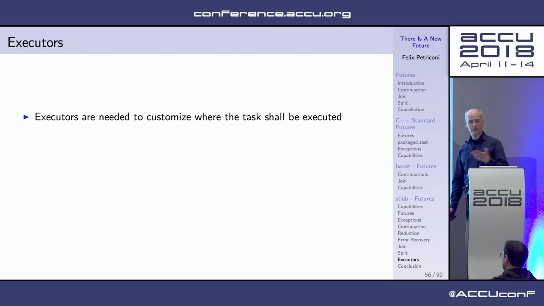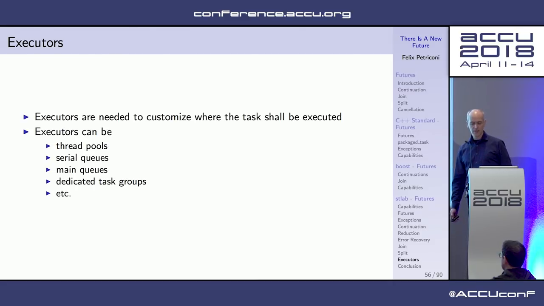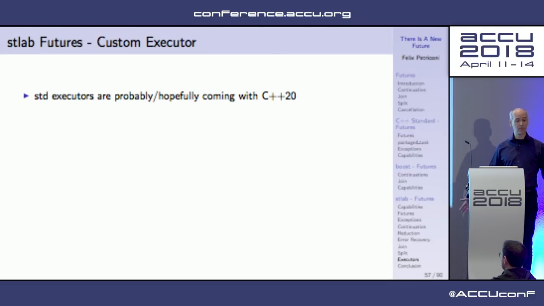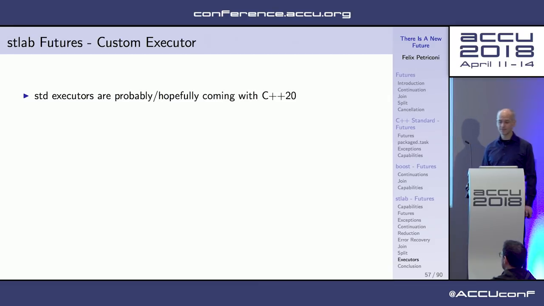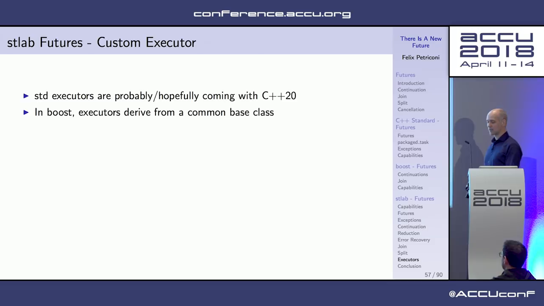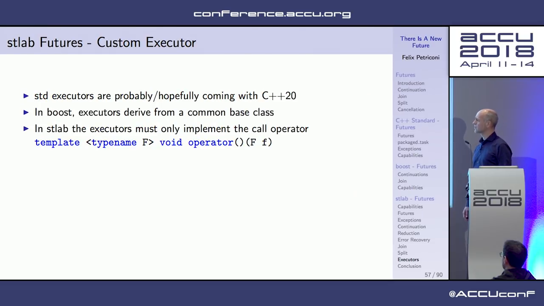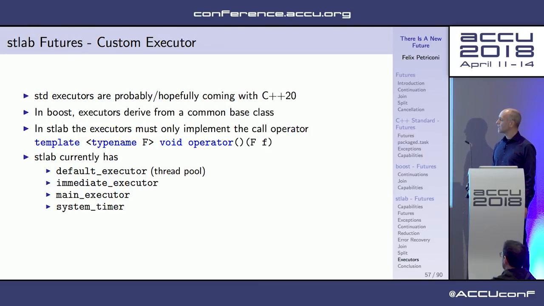Now we come to executors. So far, I just had on the slide what we call a default executor. Executors are needed to customize where and how your task shall be executed. There is a huge variety of possible executors: thread pools, run loops, main queues, task groups, and so on. Standard executors come hopefully with C++20, but what I heard from Detlef, maybe it's just coming with 23. In Boost, the executors derive, to my knowledge, from a common base class. It may be that they have changed in the recent version, but I have not looked into it. In stlab, you just have to implement the call operator, and that's all.